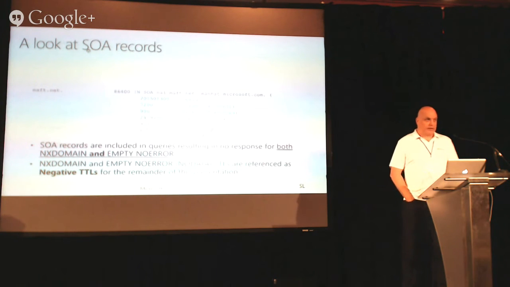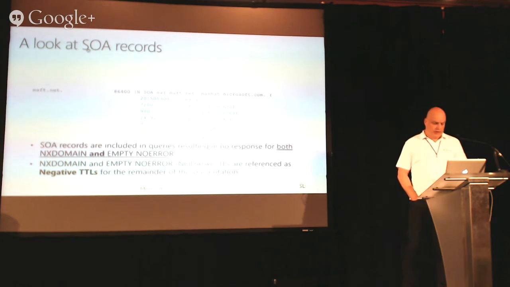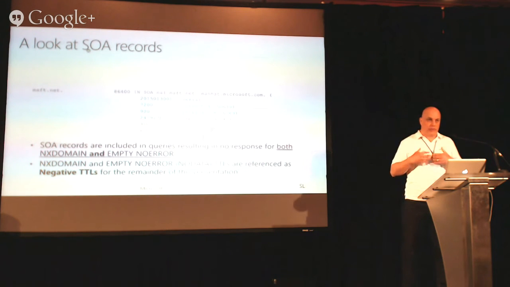And as I guess everybody knows in here, in the SOA record, the fifth number, 3,600 in this case, referred to as the minimum TTL, is the TTL that should be used for negative caching. And the SOA record should be included in any responses, both for NXDOMAIN and for empty NOERROR. So the idea is that when an authoritative server gets a query where there is no record, it's going to insert the SOA record and send that back, both for NXDOMAIN and for empty NOERROR.